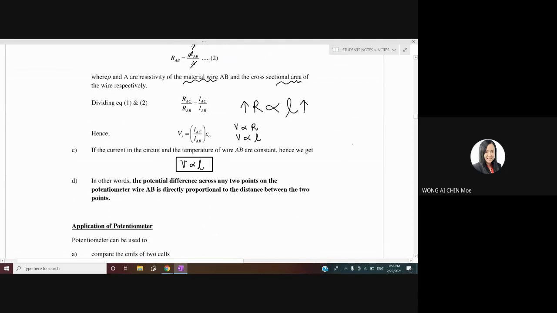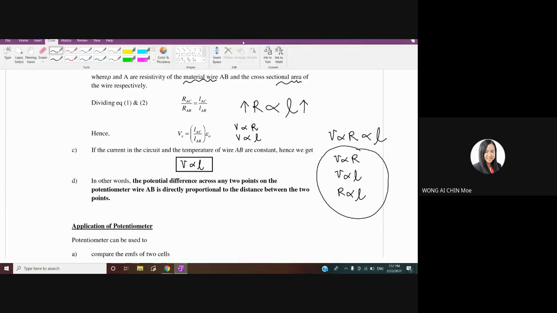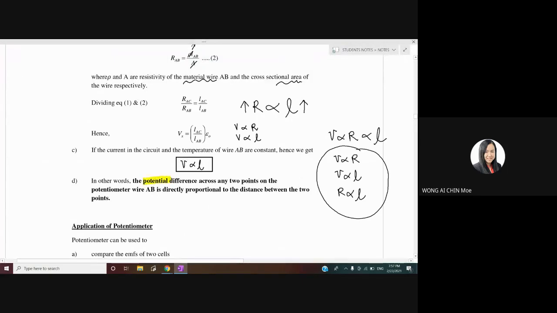So as a conclusion, if you combine the potential divider and the potentiometer, V is directly proportional to the resistor, which is directly proportional to the length. So we take V directly proportional to R, V directly proportional to L, or R directly proportional to the length, and all are directly proportional. In other words, the potential difference across any 2 points on the potentiometer is directly proportional to the distance between the 2 points. So we say V is directly proportional to the length.